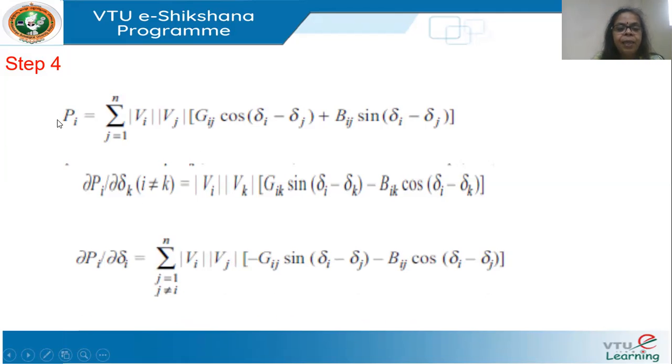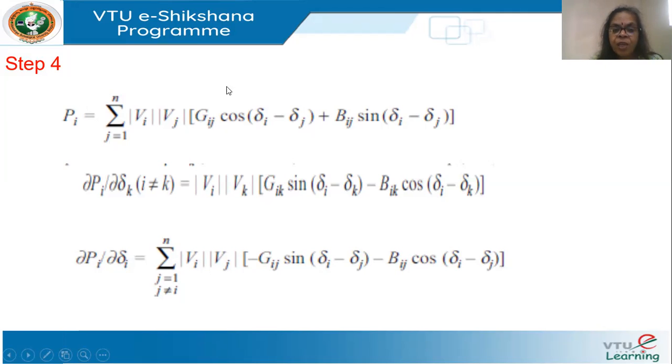Next, I calculate the derivative of P_i with respect to delta_i. Now you can see, I will get delta_i in all the n terms. However, when j is equal to i, this argument becomes zero, so that term vanishes and its derivative with respect to delta_i would be zero. Therefore, the derivative of P_i with respect to delta_i will be a sigma, only without a term corresponding to j equal to i, because that argument becomes zero. So I have V_i, V_j.